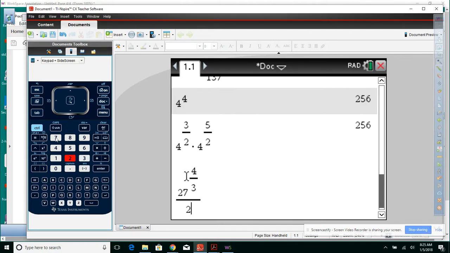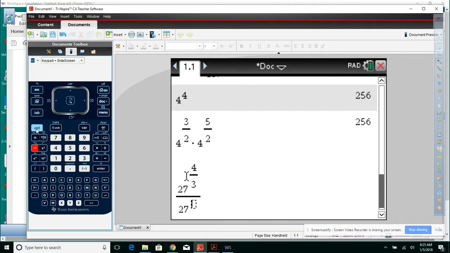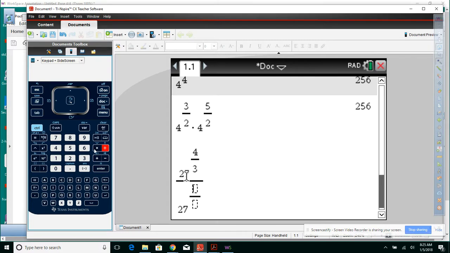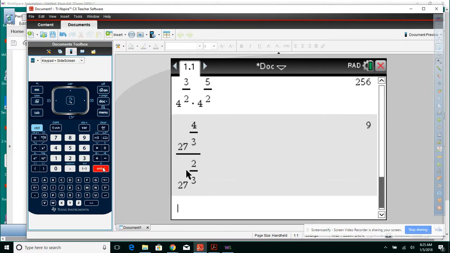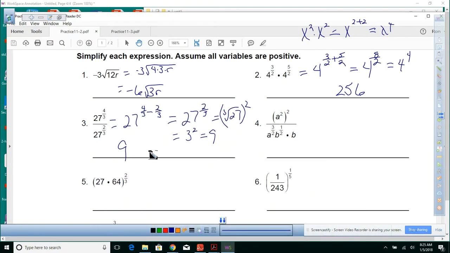And then we got 27 caret 2/3, and that's 9. All right, so it worked out. Why do we need to know this? Well, what if you're in Barbados sitting there drinking a nice lemonade and it's hot and somebody offers you another one?